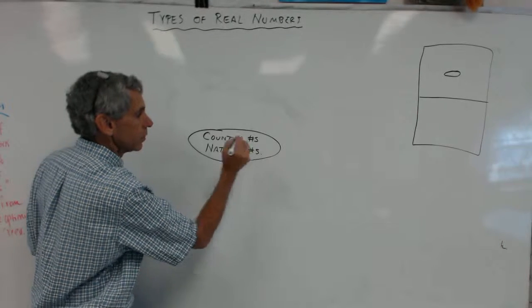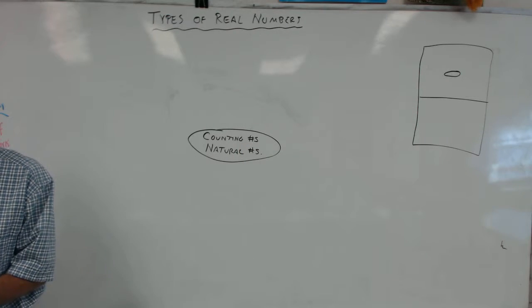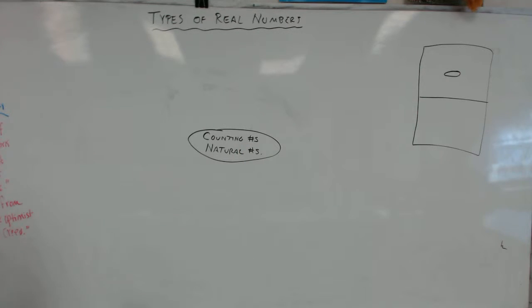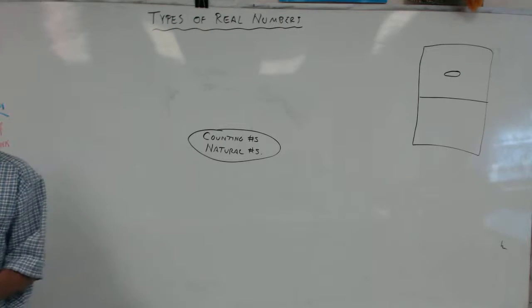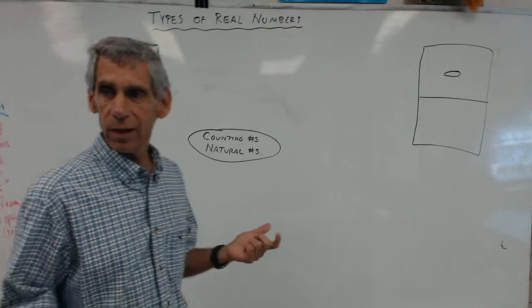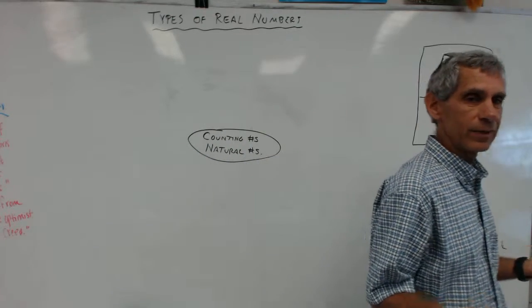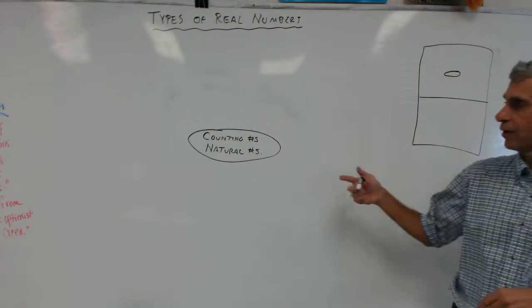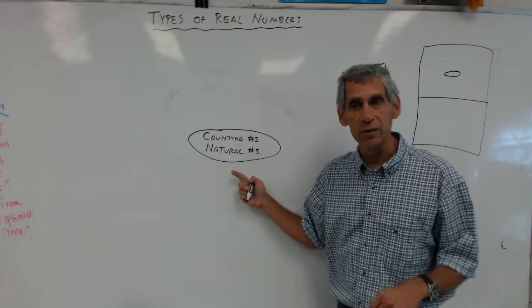Wait, this is in the same circle? This is in the same circle. They are exactly the same thing. Counting numbers and natural numbers. You know how in English sometimes we have two words that mean the same thing? Well, that's what we have here in math. Don't ask me why, but we do.